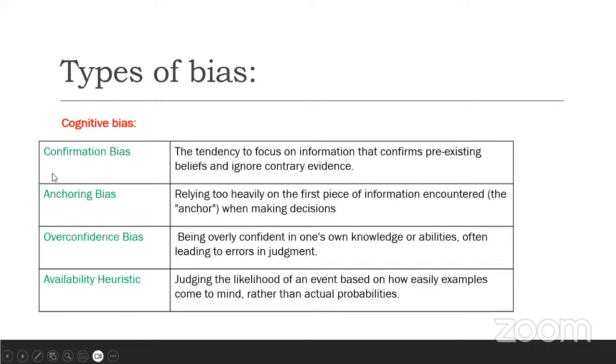For cognitive bias, we have a lot of subtypes like confirmation bias, anchoring bias, overconfidence bias, and availability bias.